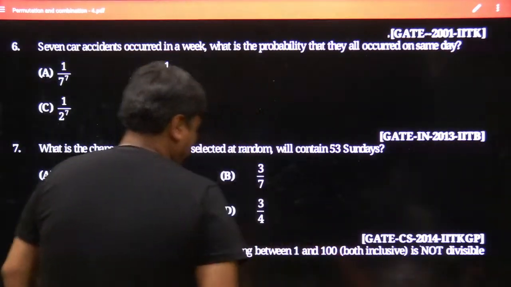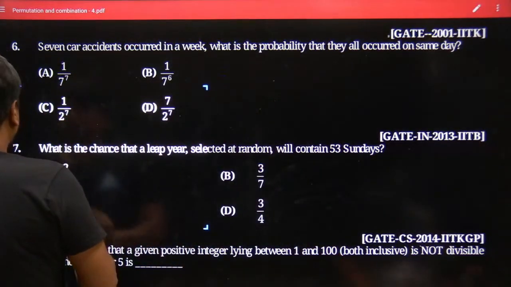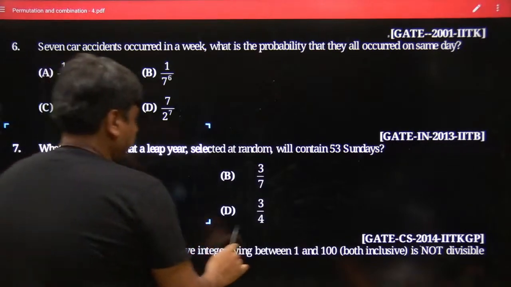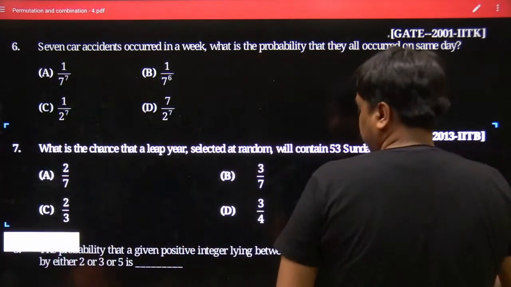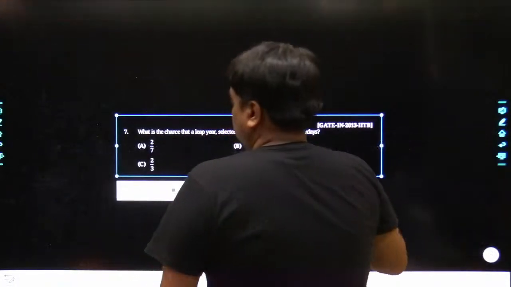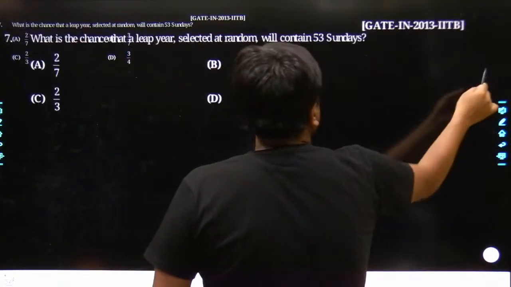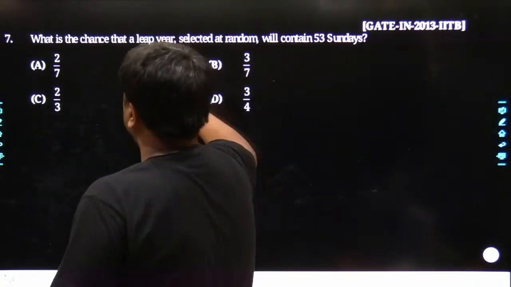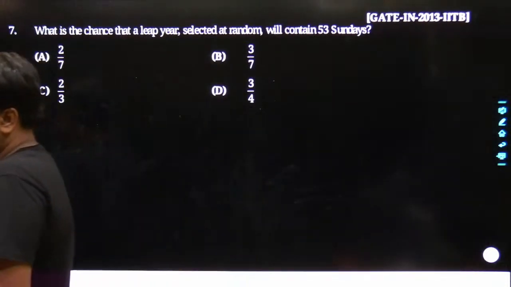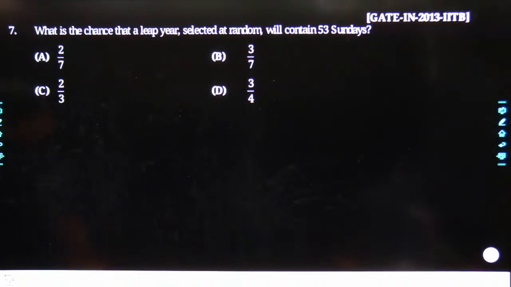Anyways, let me bring this problem to the working board, and we will try to smash that problem there itself. Here is the problem. Tell me what would be the best answer for this given problem.